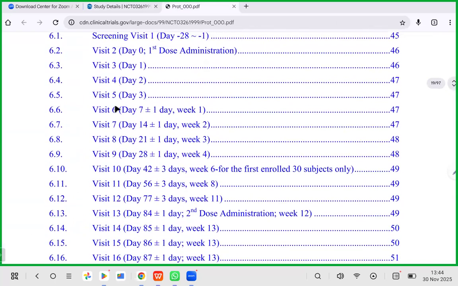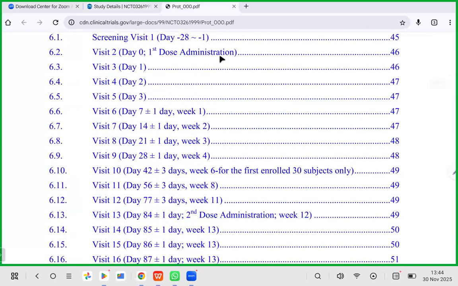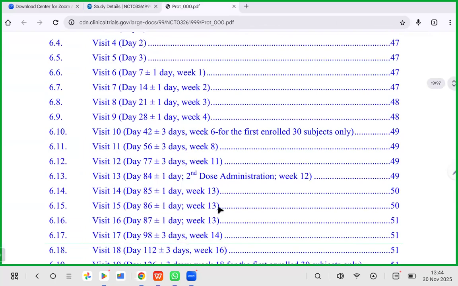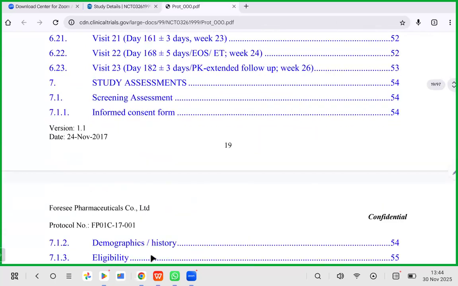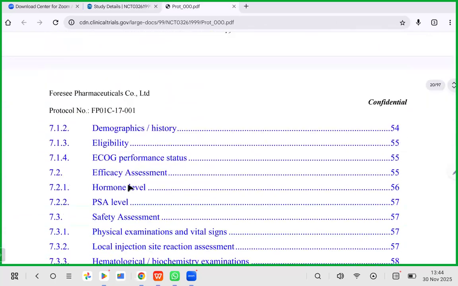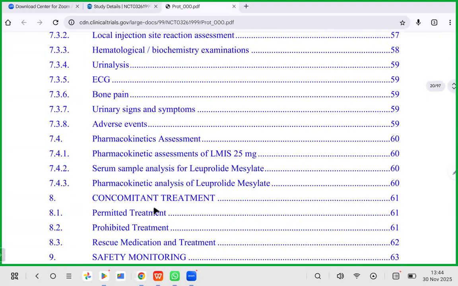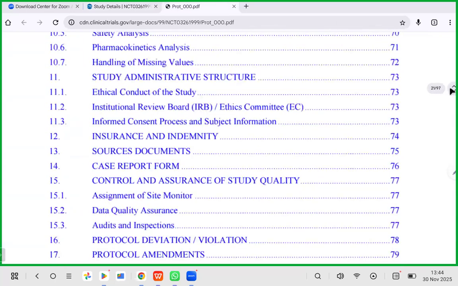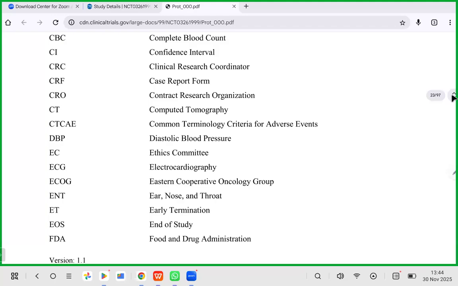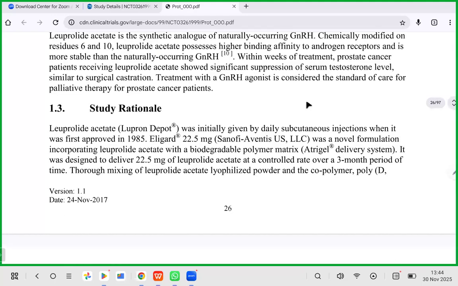In visit one, what is happening? There is a dose administration. In visit 10, subjects are enrolled. In visit 13, the second dose is administered. So there will be detailed information about this study. Okay. So I will tell what the programmers will read about. Okay. So they will go to the introduction page.